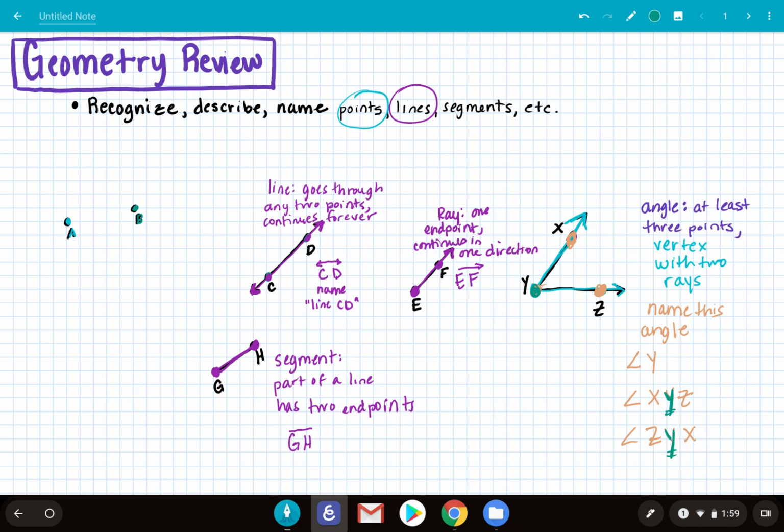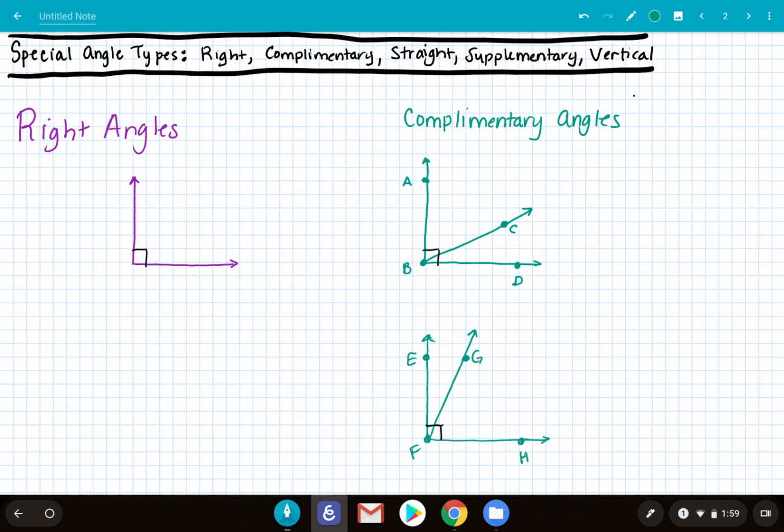So those are all some basics that hopefully you learned a little bit about in middle school, and we're going to review some more in this class. Another idea that I hope that you are familiar with is what is a right angle. A right angle is just an angle that measures exactly 90 degrees, and this little symbol here tells you that this angle measures 90 degrees. It's like a perfectly square angle. And two angles that add up to 90 degrees are called complementary angles.